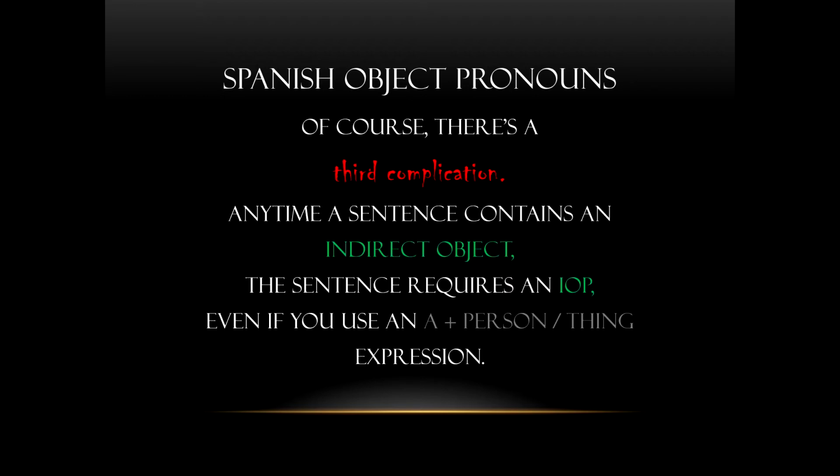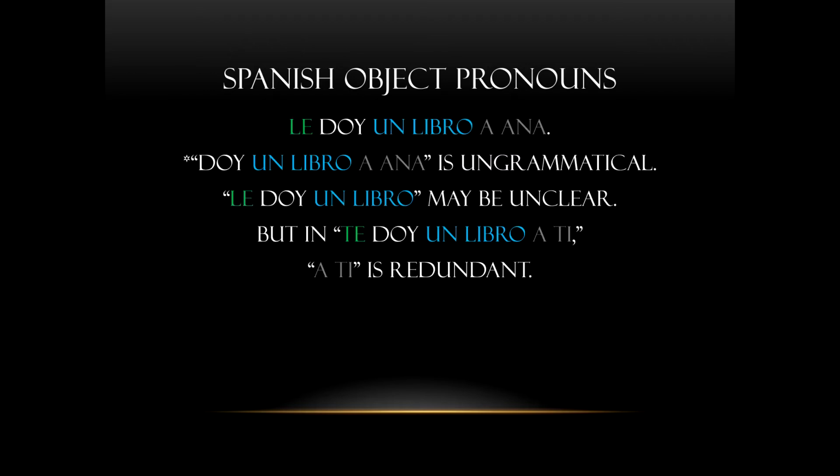And the final big complication is as follows. If you have a sentence with an indirect object in it, you absolutely have to have the indirect object pronoun. It's a law of Spanish, even with an a expression. Okay, the a expression does not take the place of the pronoun. It enhances the pronoun. For example, le doy un libro a Ana. That's a great sentence. But if you say doy un libro a Ana because you're thinking I give a book to Ana is going to work, it's ungrammatical in Spanish. The pronoun has to be there.